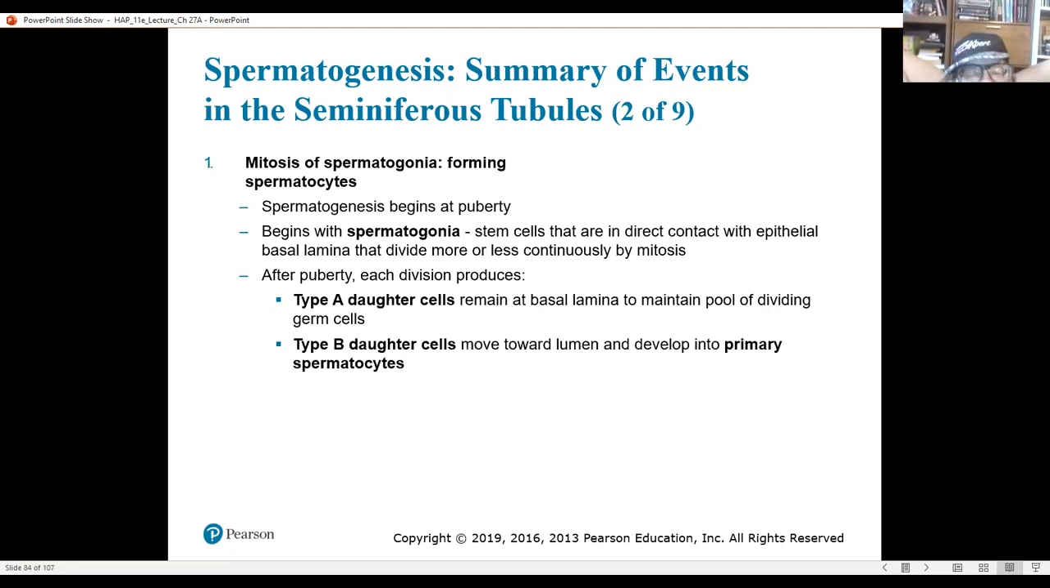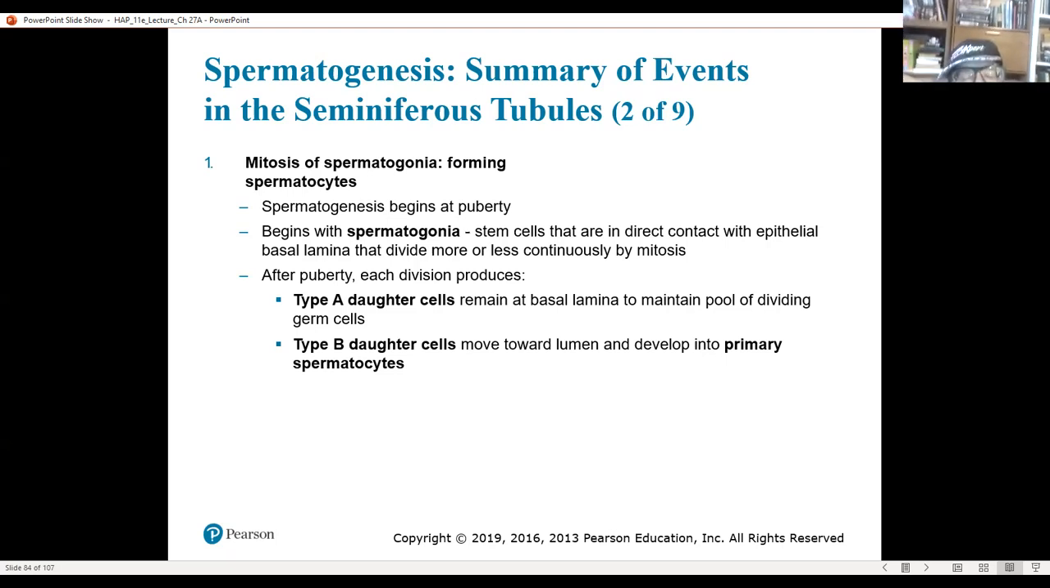So spermatogenesis begins at puberty. The spermatogonia, the stem cells that are touching the epithelial basal lamina, divide through mitosis. And you might say to yourself, I thought this was all meiosis. Yeah, but we have to keep some stem cells around forever, so we make copies. At puberty, each division makes a type A daughter cell that will stay at the basal lamina and maintain the pool. You're going to divide in half through mitosis, and one of those is going to be the new spermatogonia, so you always have the ability to make sperm.